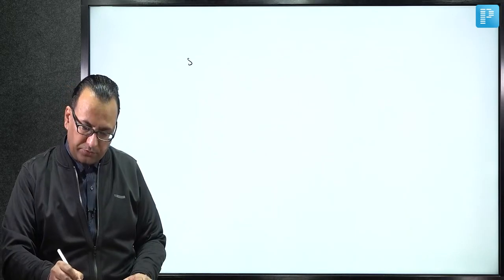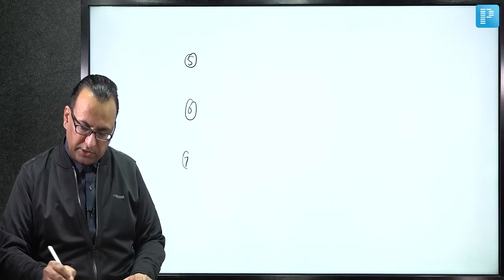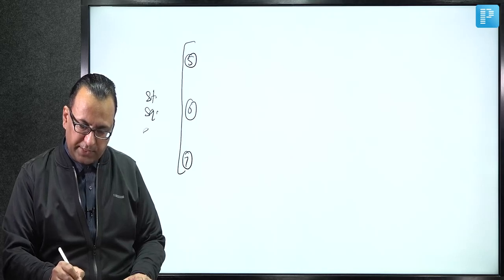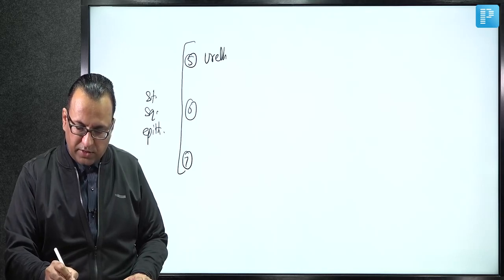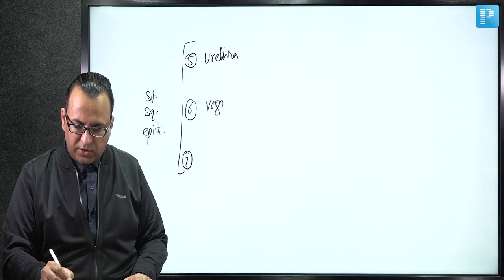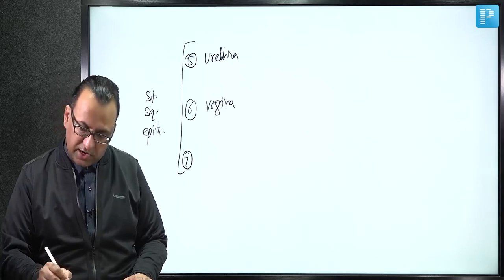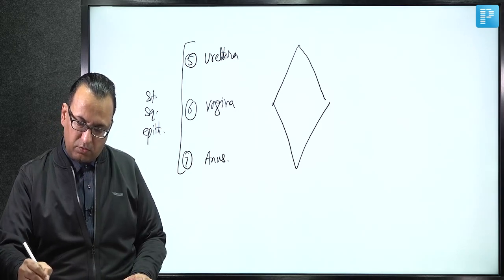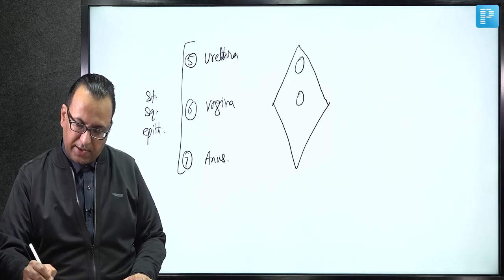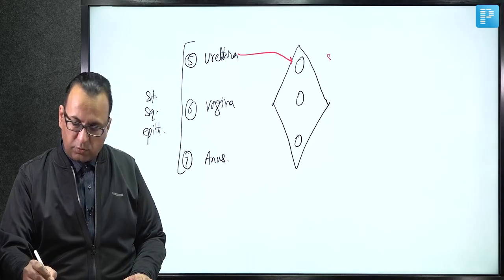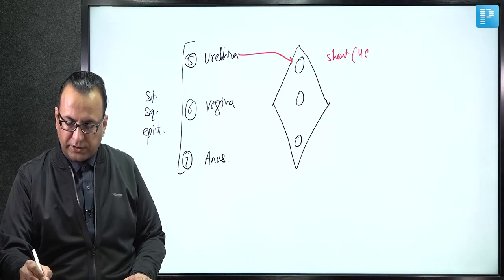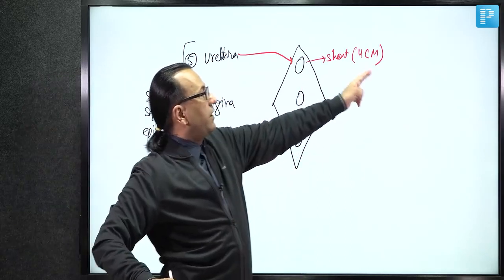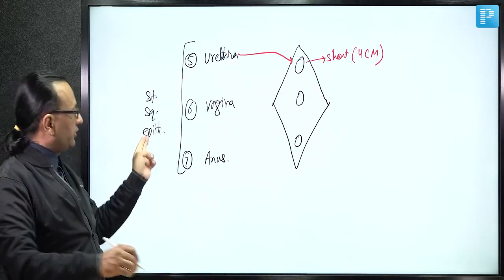And we put the number 5, 6, 7 because we have discussed there are 7 openings to be lined by stratified squamous epithelium. Here it is the urethra more anterior, in the middle we have the vaginal opening, and posteriorly it is the anal opening. And we are showing it in the diagram as well. Now, since we are talking about a female here, the female urethra is quite short. It is only 4 centimeters in length, and that is why it is entirely lined by the stratified squamous epithelium.